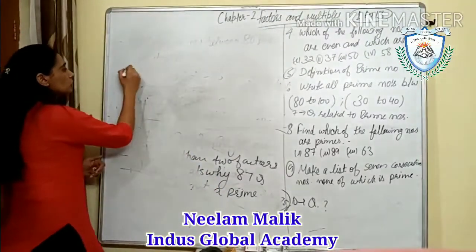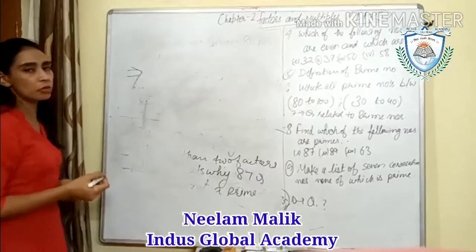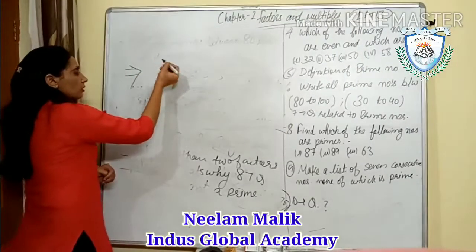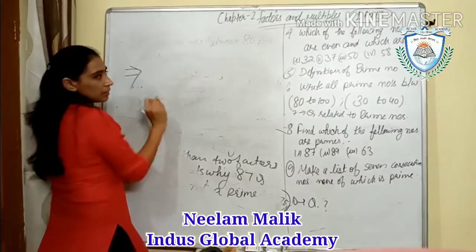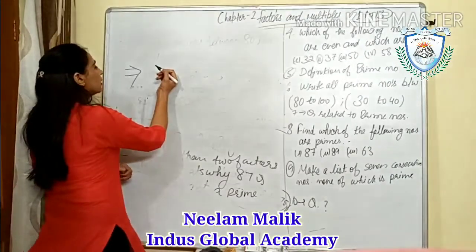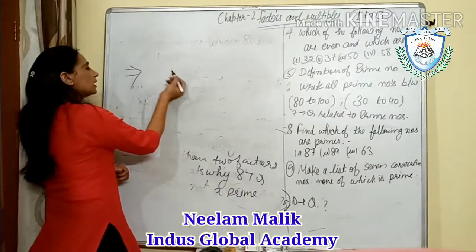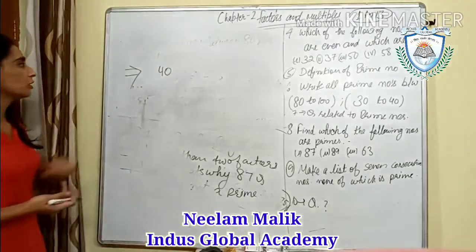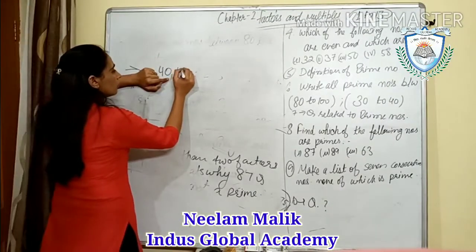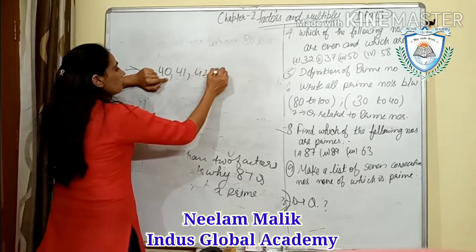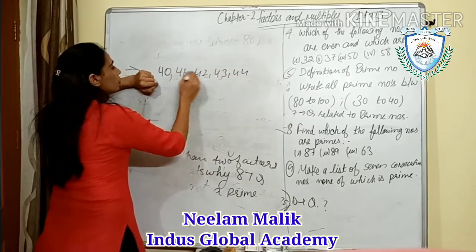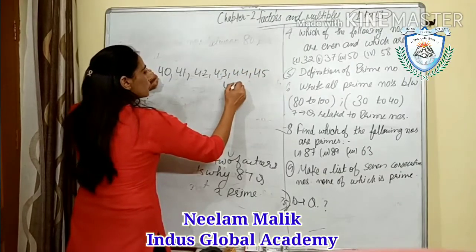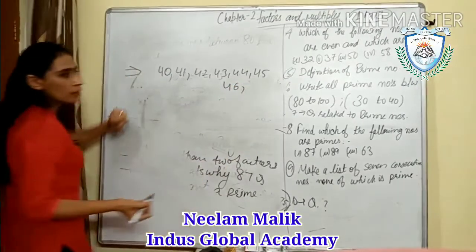Okay, so suppose I'll try from any number. You can take any number. Suppose I'm starting from 40. So if I start from 40, then after that 41, 42, 43, 44, 1, 2, 3, 4, 5, 6, 7.